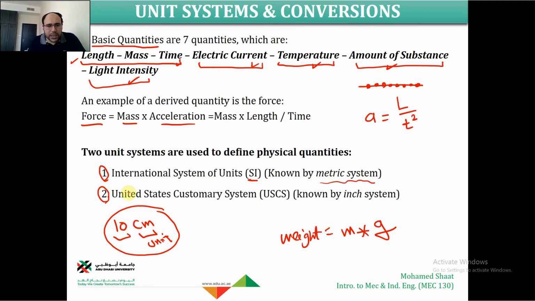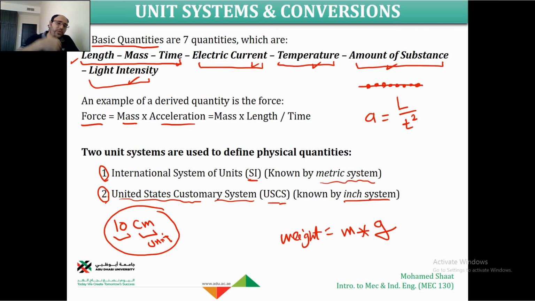The other system is the United States Customary System, USCS, known as the inch system or the American system. So we have two unit systems. We have the metric system, where, for example, you describe speed in meters per second. You describe length by meter, centimeter, kilometer, megameter. All of these are units that describe the length of objects according to the international system of units, which is the SI system or metric system.